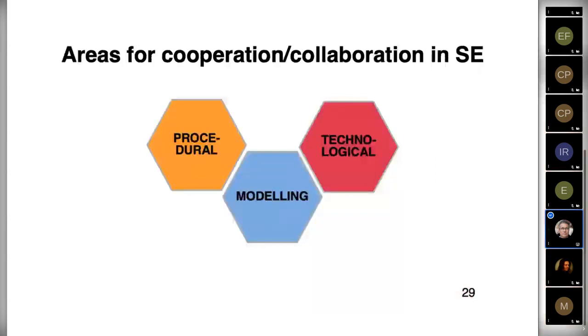Okay, and I want to finish with the areas for cooperation and collaboration in software engineering, because at the beginning of the 1960s, we only thought that collaboration and cooperation were needed for modeling of the software, as I told you, for analysis and design of the software.